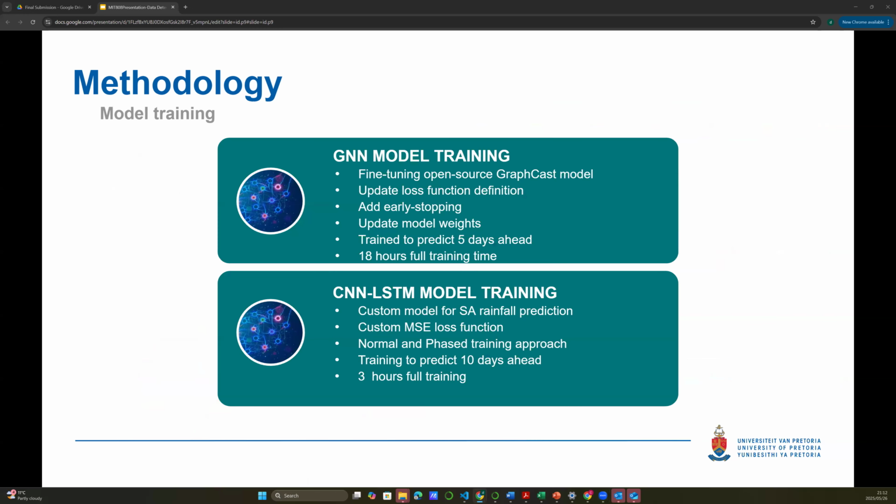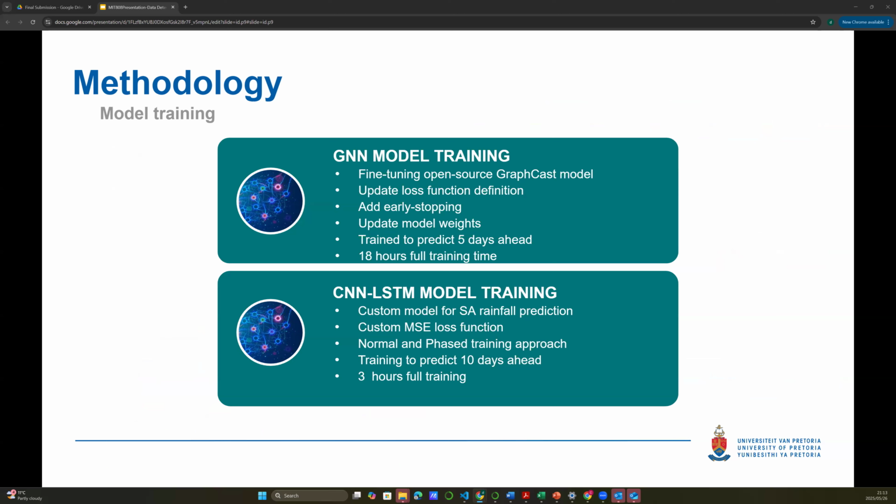Several modifications to GraphCast were made, including updating the loss function and introducing early stopping. The model weights were incrementally updated through training with the objective of generating accurate forecasts up to 5 days ahead. This process required approximately 18 hours of full training time.